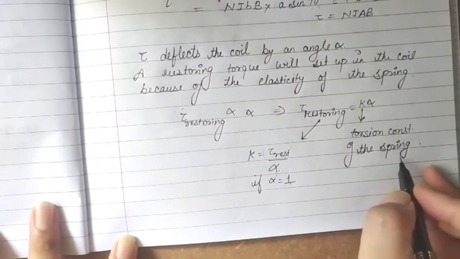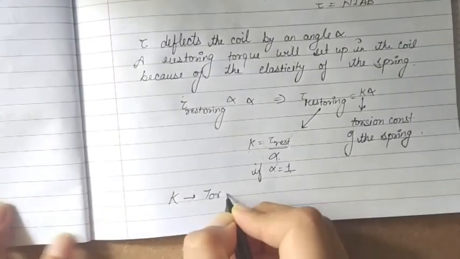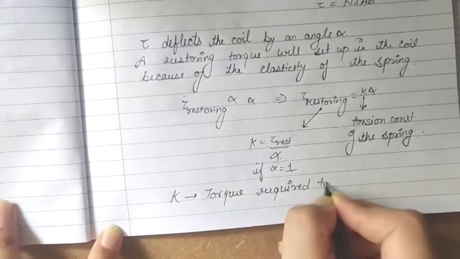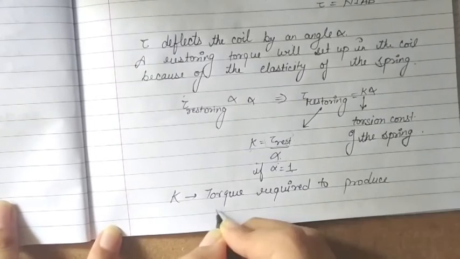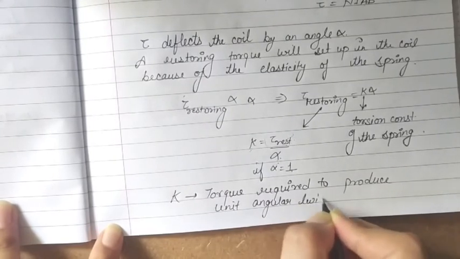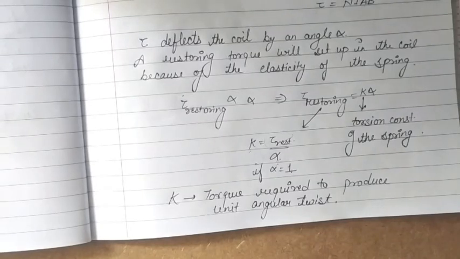So the torsion constant of the spring can be defined as the torque required to produce unit angular twist. This is called the torsion constant of the spring. Now in case of equilibrium, this restoring torque must be equal to the deflecting torque. If we talk about equilibrium, whatever deflection has occurred due to the torque, the same restoring torque will be set up inside the coil.